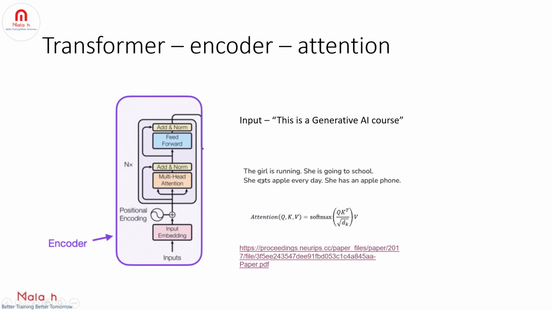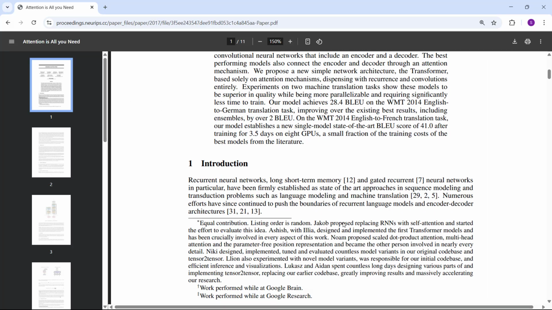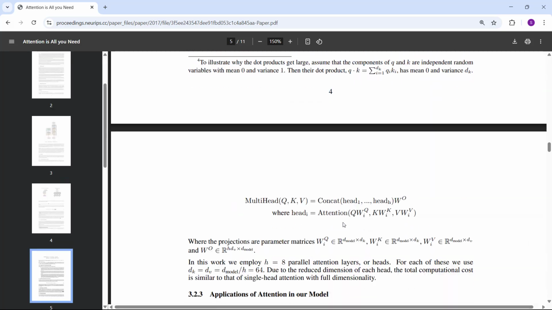And if you want to deep dive on attention, this is the paper. Let me take you there. Attention is all you need, right? So this is the paper. You can deep dive if you are more interested in how we are calculating the attention score, right?